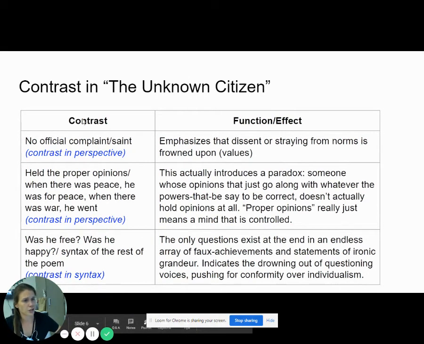So one of the first contrasts that I indicated here, this is from kind of the beginning of the poem, and where it says, "he was found by the Bureau of Statistics to be one against who there was no official complaint, and all the reports on his conduct agree that in the very modern sense of an old-fashioned word, he was a saint." And so I pointed out the contrast between no official complaint and saint, and that there's a contrast in the perspective of what a saint actually is.